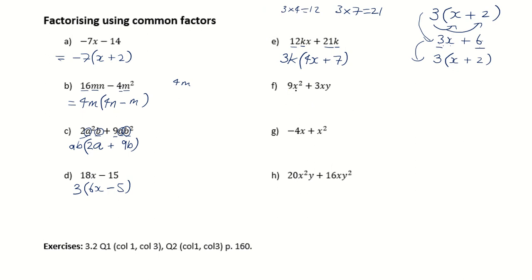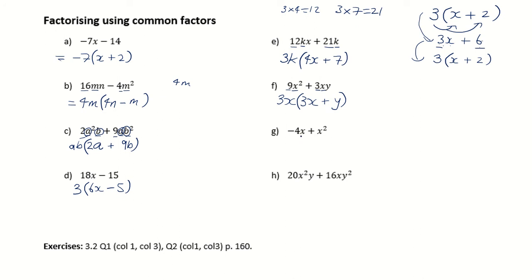Okay, now this next one, what do they have in common? Well, 9 is 3 times 3, so they have a 3 in common. And they also have 1x in common. So highest common factor would be a 3x out the front. To get 9x squared, we need to multiply 3x by 3x. And to get 3xy, we need to multiply 3x by y. 3x times y is 3xy.